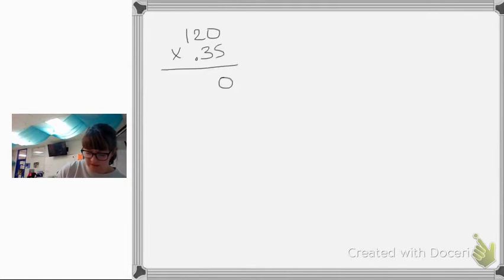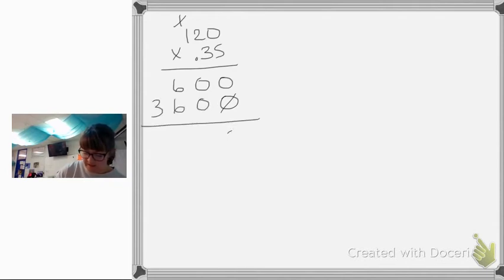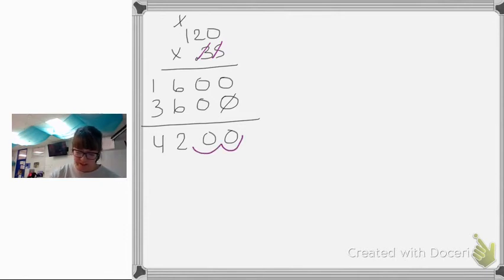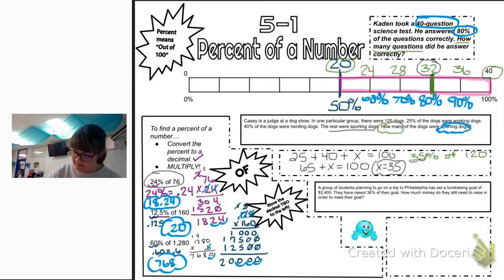5 times 0 is 0. 5 times 2 is 10. 5 times 1 is 5, plus the one we carried is 6. And then we'll 0 over, and we're done with that number. 3 times 0 is 0. 3 times 2 is 6. And 3 times 1 is 3. And then we can just add. And in the problem, we had 2 digits after the decimal. So in the answer, we'll have 2 digits after the decimal. So that's 42. So there were 42 sporting dogs.